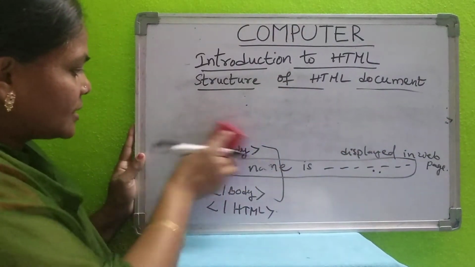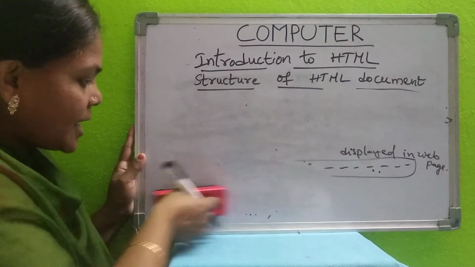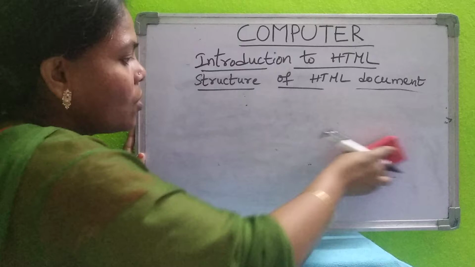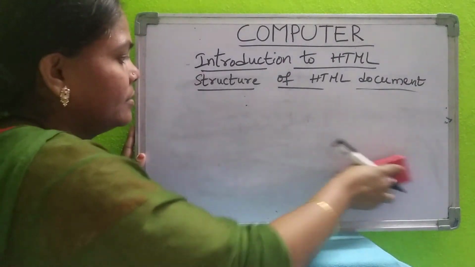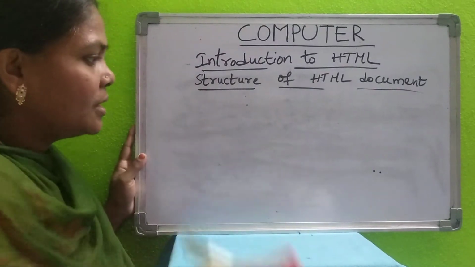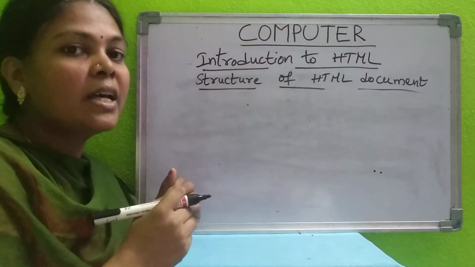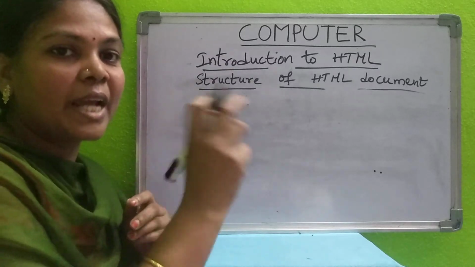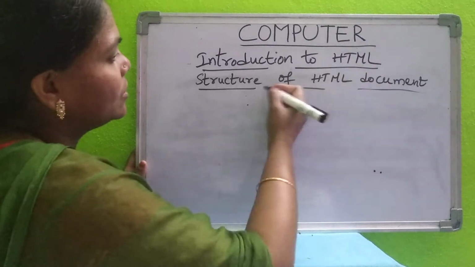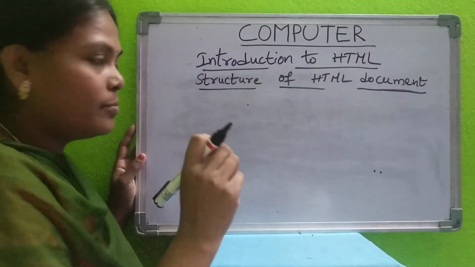So this is the structure. What are the tags it contains? HTML tag, head tag, title tag and body tag. For all these, an on tag and an off tag should be there. Whatever you write in the body will be displayed in the web page. Whatever you write in the title is given as the name, the title for your web page. The path where you are saving this is displayed on the address bar.